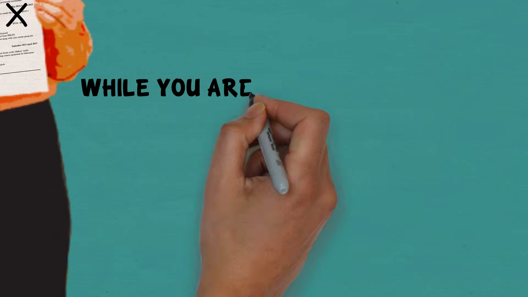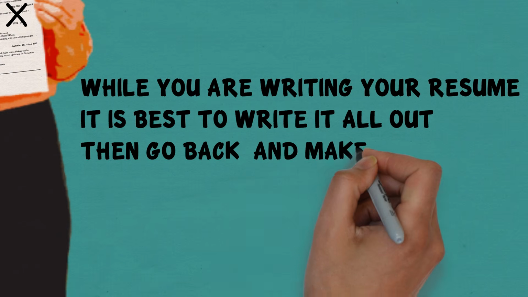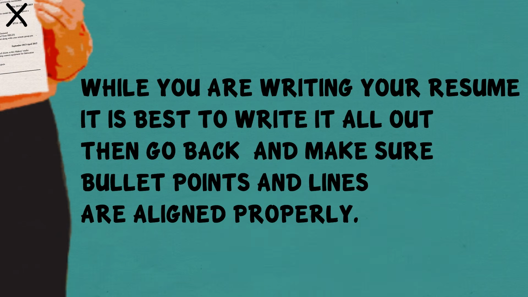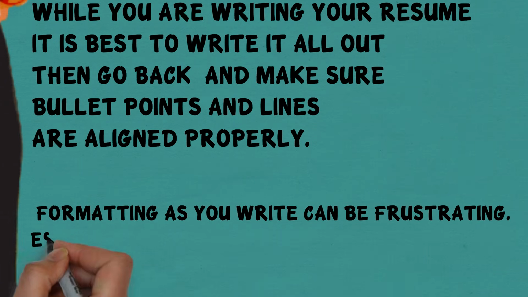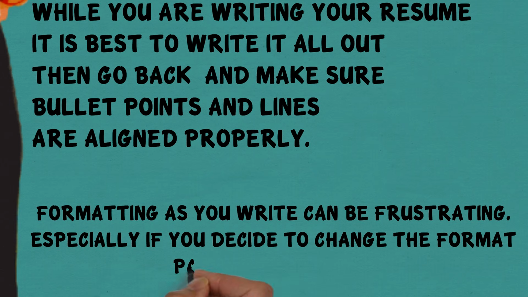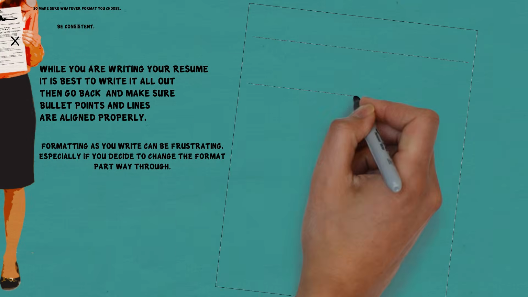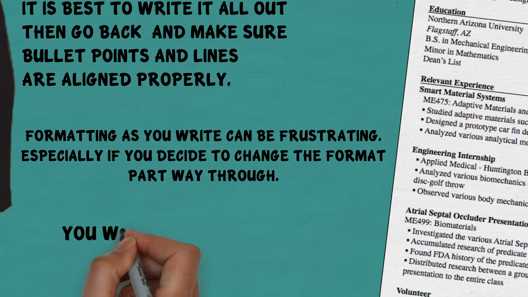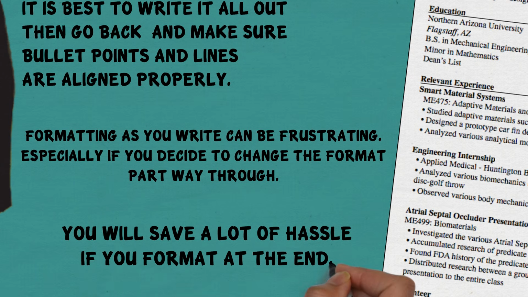The best way to address formatting while you are writing your resume is to write it all out, then go back and be meticulous about getting the bullet points and lines to align the way they should be. There isn't anything more frustrating in resume writing than formatting as you go along, only to decide to change something partway through, then trying to go back and reformat from the beginning in a consistent-looking way. Don't believe me? Try it. I think you'll find that you'll save a lot of hassle by saving the formatting for one of the finishing touches.